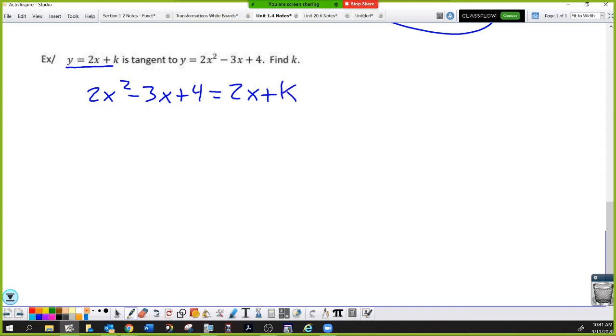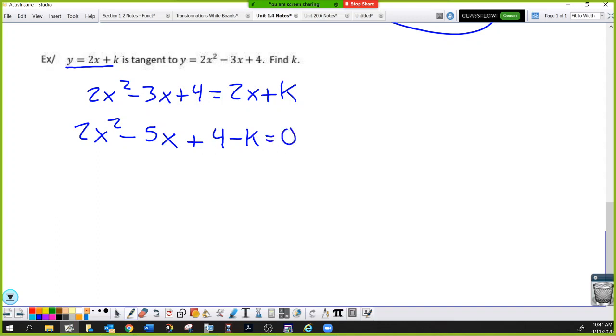And our job is to figure out where that's going to happen. Well, it's quadratic, right? You get everything to one side. So subtract 2x and subtract k. 2x squared minus 5x, and then plus 4 minus k.